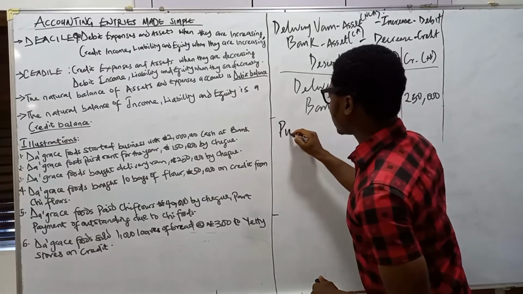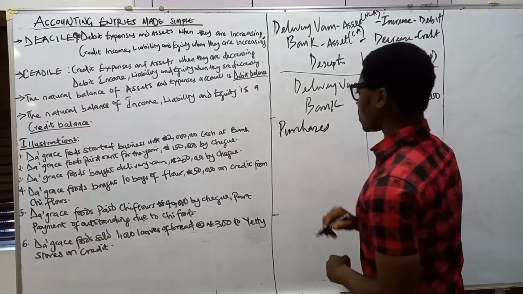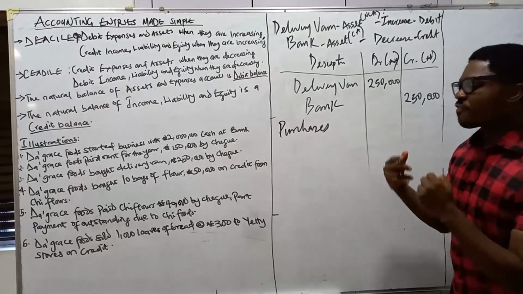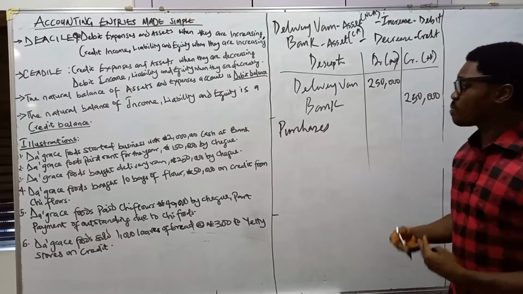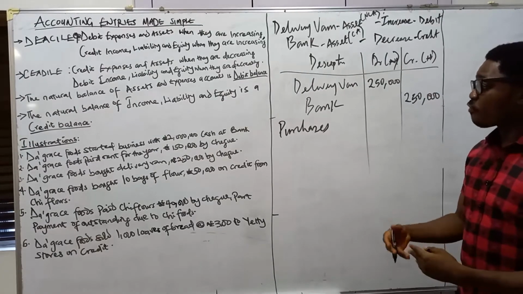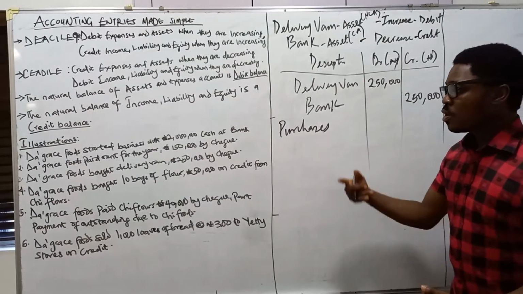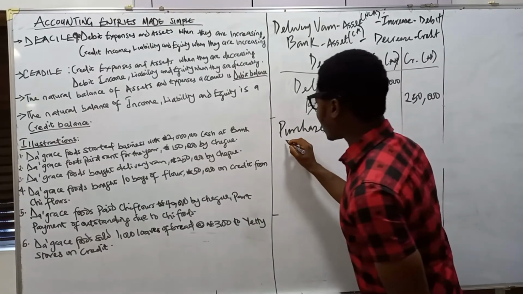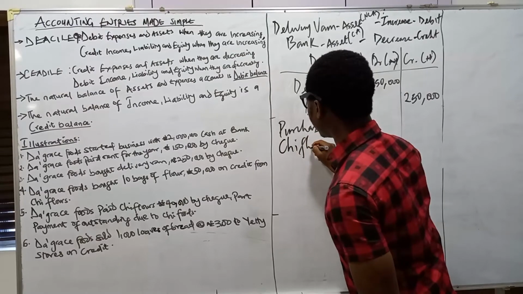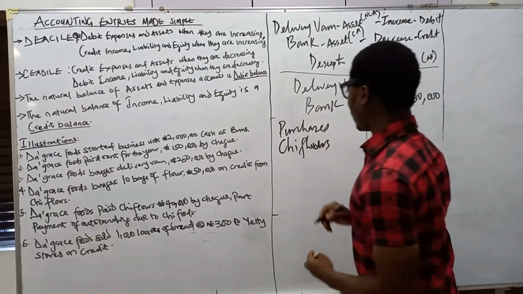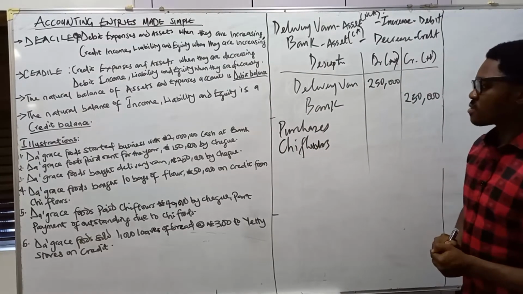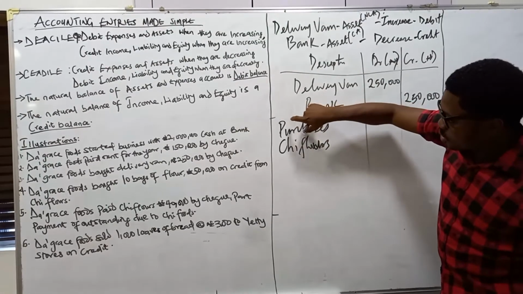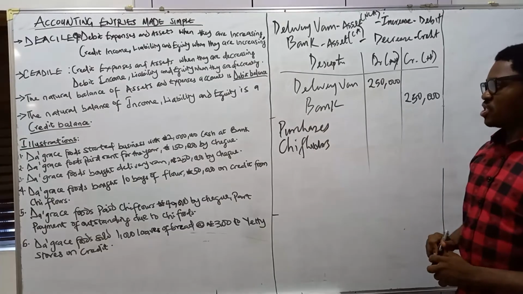Number one is purchases. Why is it purchases? Diabetes Food bought the flour to resell. And what is purchases? Purchases are goods that are bought for resale, on credit, from Cheap Flours. So another account that will be opened here is Cheap Flours. Now the question is, what class of account is purchases? What class of account is Cheap Flours?